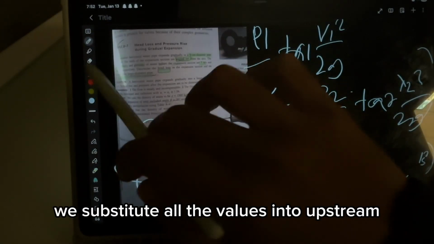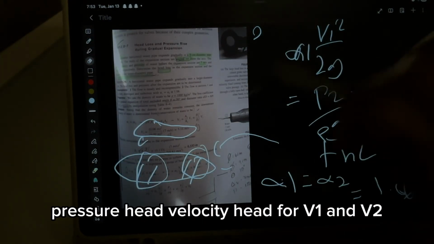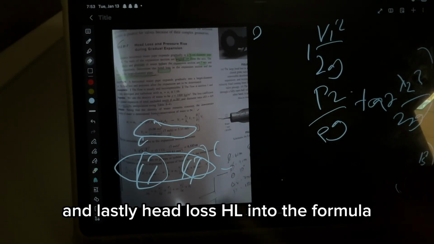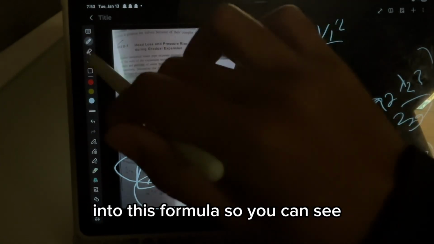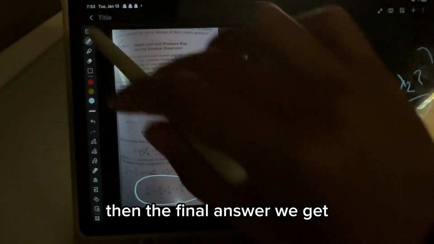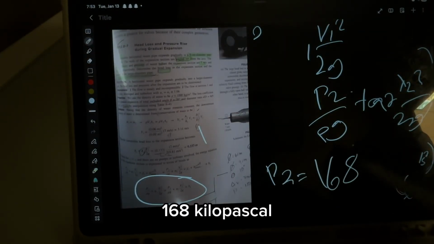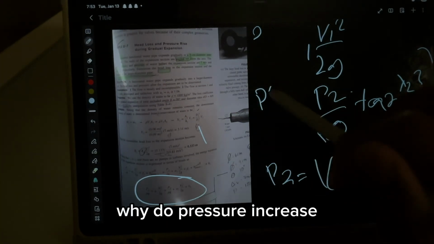We substitute all the values into the formula: upstream pressure head, velocity head for V1 and V2, and lastly head loss HL. So you can see we insert them into this formula. Then the final answer we get is P2 equal to 168 kilopascal.